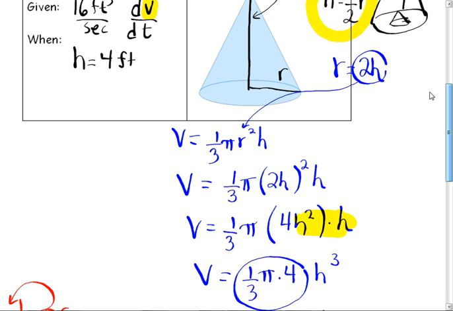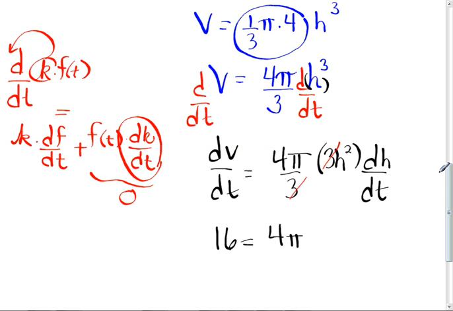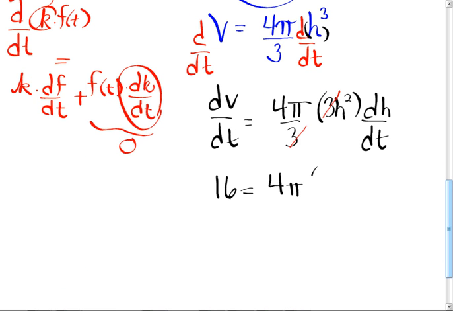dV/dt is 16. I'm not going to put my units in. It equals 4 times π times h squared, and I want it at the instant, so at 4 feet. So that's at 4, which we're going to square, and dh/dt. I think sometimes we have more issues with solving for dh/dt than we do with the rest of the problem.